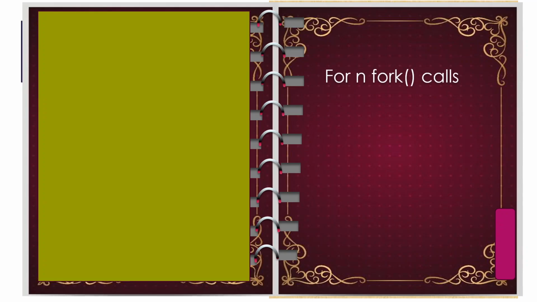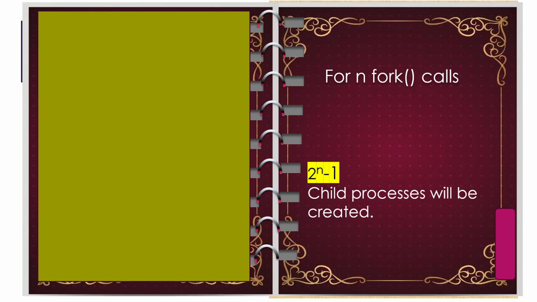So these are some theoretical things. For example, if we are having n fork calls, there will be 2 to the power of n minus 1 child processes. A fork is creating a new process.